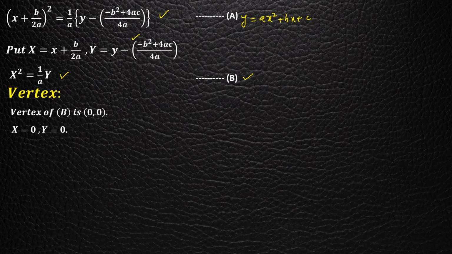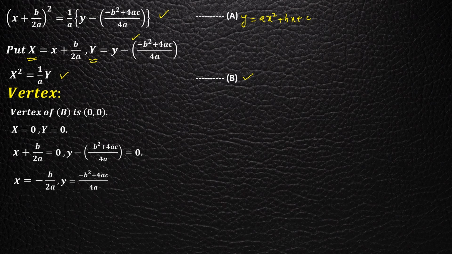Now we shall replace the values of capital X and capital Y and we get x plus b over 2a is equal to 0 and y minus b square plus 4ac over 4a is equal to 0. From here we get small x is equal to minus b over 2a and small y is equal to minus b square plus 4ac over 4a. So these are the coordinates of vertex of equation A.